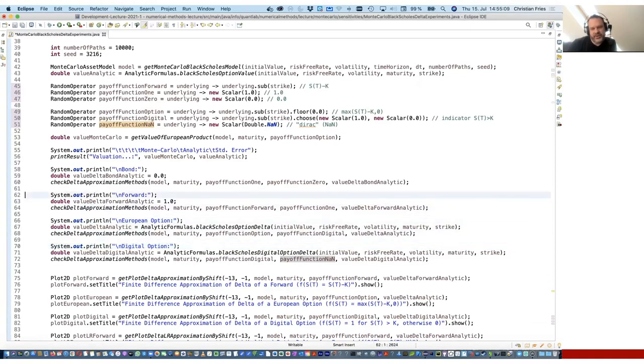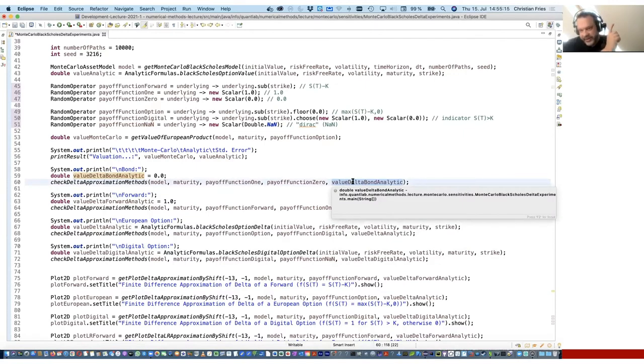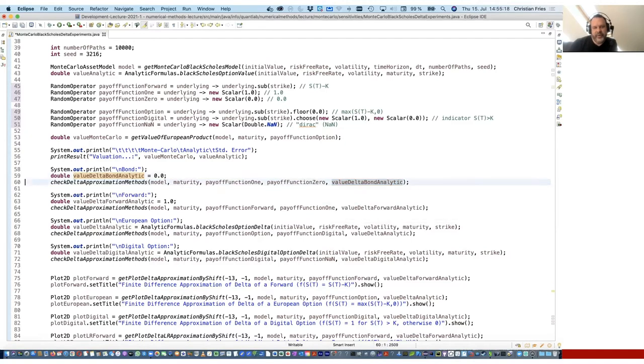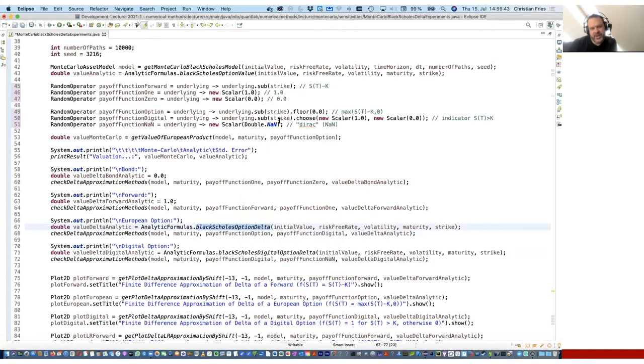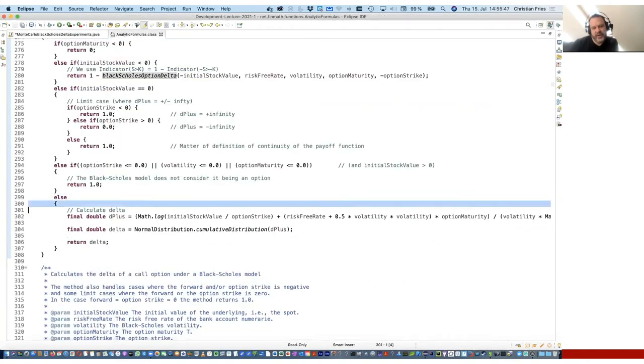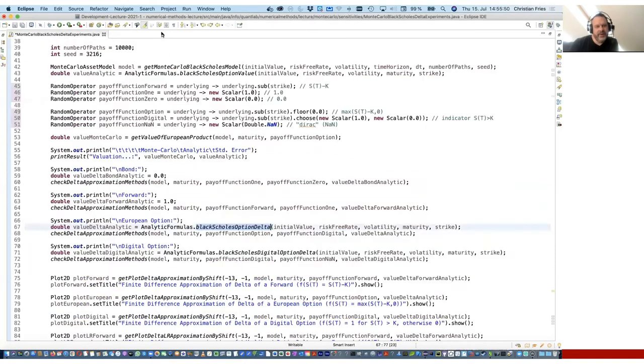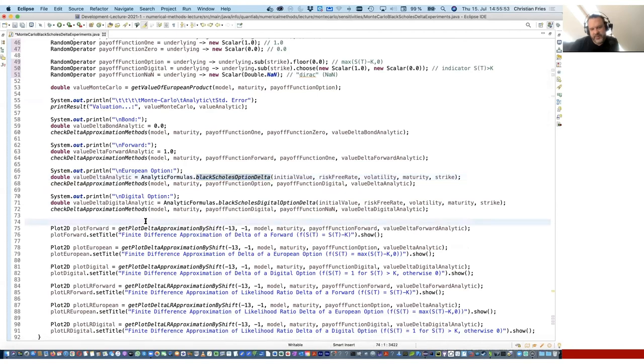For all these guys, I also know the analytic value, where the analytic value of the derivative, I'm calculating the delta. The analytic value for the constant is zero. The analytic value for the forward, the linear function, is just one. And the analytic value for the European option is the Black-Scholes delta, the call option delta. And the analytic value for the digital is just the digital option Black-Scholes delta. Well, you can just look this up here. This is just the Black-Scholes formula. You can look it up and see that this is just an implementation of the Black-Scholes formula. Okay, and I have also some plots here.